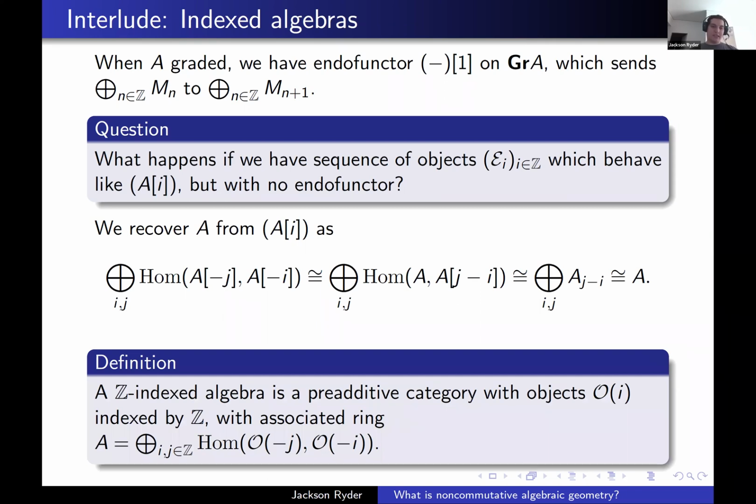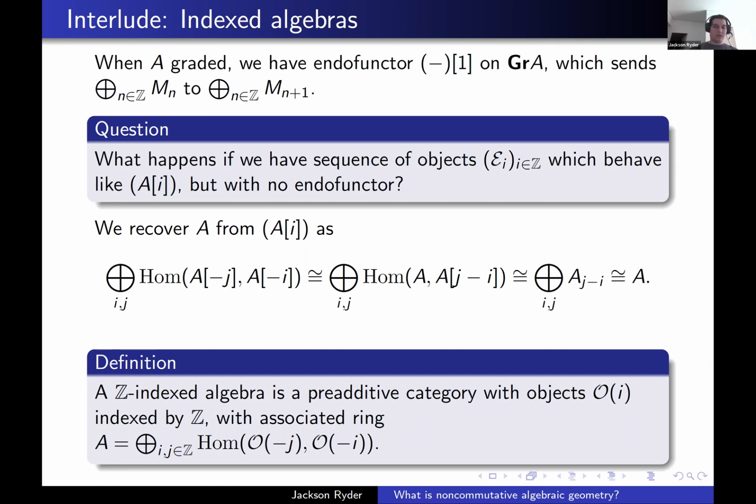So we say that a Z-indexed algebra is a pre-additive category. So that just means that our sets of morphisms are abelian groups. And we insist that the objects are indexed by the integers, okay? So to one of these things, we associate the ring of morphisms, like we did before, where we look at all of the Homs between the objects in the category. And this becomes a ring when we let our multiplication just be composition of these morphisms.